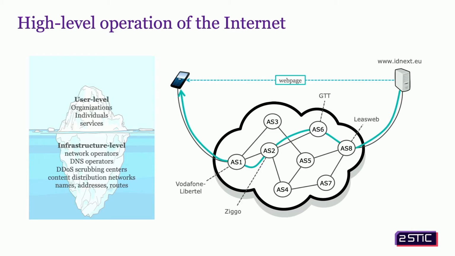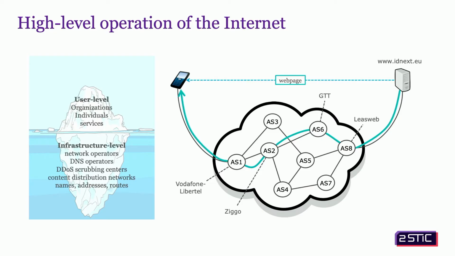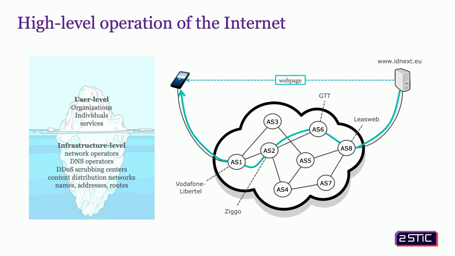So what you're seeing in the picture on the right is that if you visit the website www.idnext.eu, you don't get there through one single hop, but through multiple autonomous systems, so through multiple networks. In the example, the web page that you receive from the IDnext server goes through autonomous system 8, then through autonomous system 6, 2, 1, etc., and then it ends up at your mobile phone.